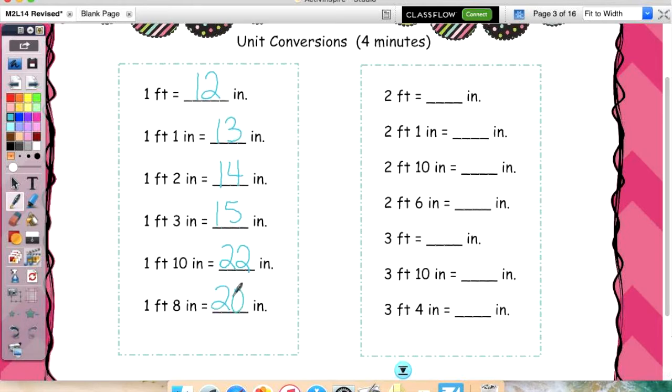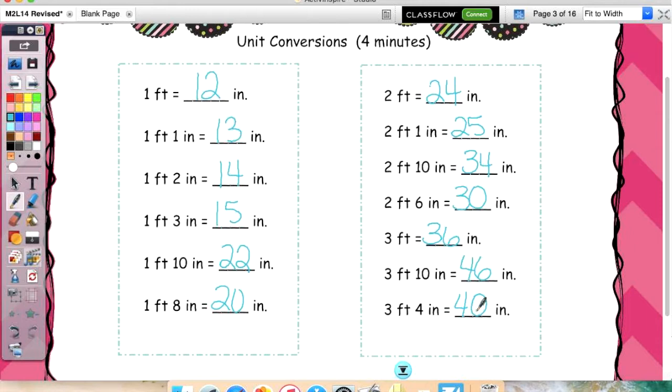2 feet. 2, okay. 34. Quit doing it so fast. I'm not even asking the question yet. 2 feet 6 inches. 24 plus 6. 30. 3 feet. 3 feet 10 inches. 3 feet 4 inches. How you doing? How am I doing? I don't know. Check my answers, please. Yeah. Looks good? Okay. What do we have next?